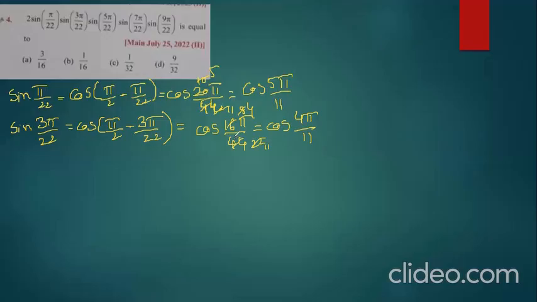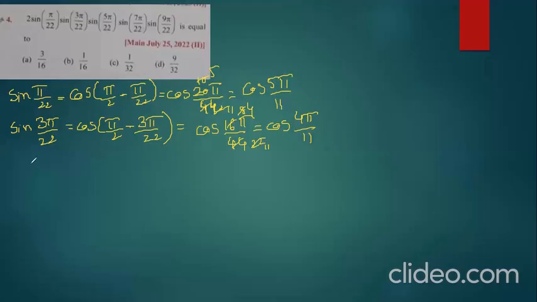In the same manner, you can see 2 eight times, 2 twenty-two times. So 22 minus 6 is 16 only. 16 pi by 44, with 2 eight times, 2 twenty-two times, 2 eleven times, 2 four times: cos 4 pi by 11. Now you can write this cos 4 pi by 11.